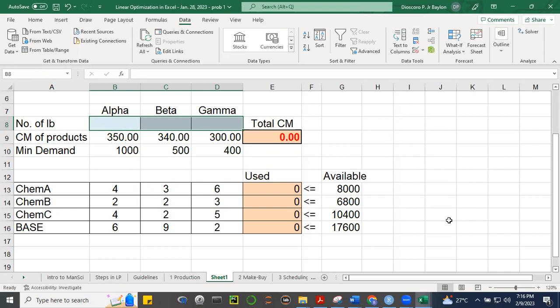I've seen some, but I don't like how they run. So maybe let's see. I'll try to see if I can still find some add-ins that will reinforce or enhance the capability of Solver. As it is, Solver is okay so far.